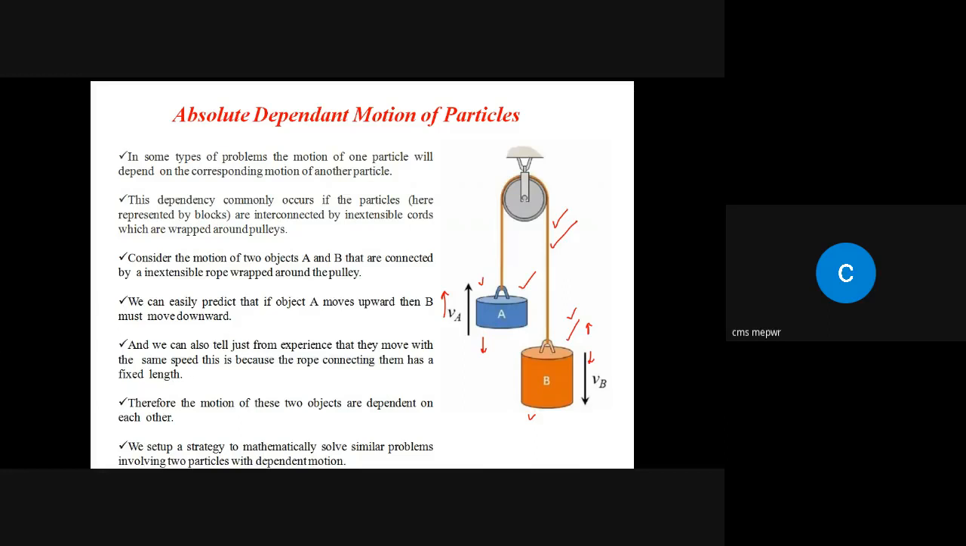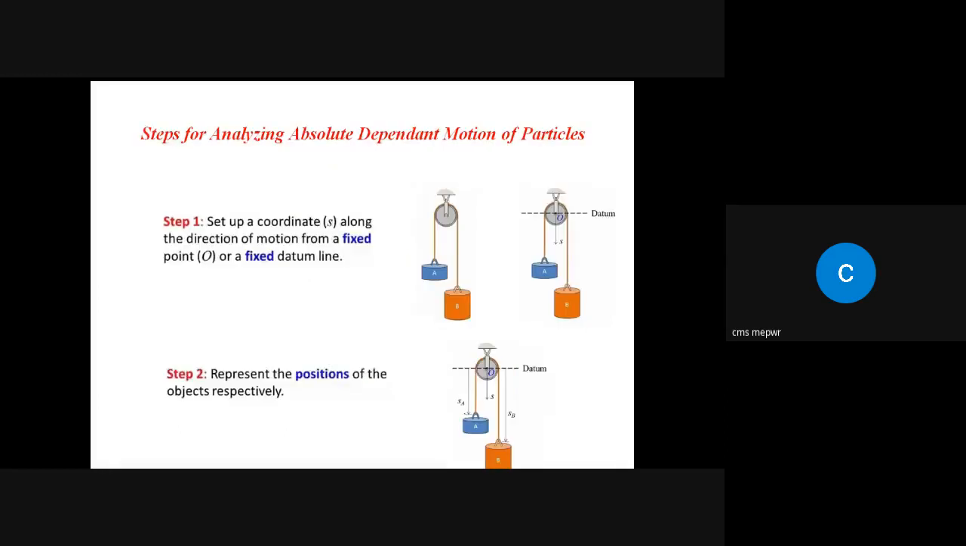So what we need to do is analyze those things and set up a strategy to mathematically solve such types of problems. So what could be the steps for studying or analyzing the absolute dependent motion of particles? Let's study the steps one by one.